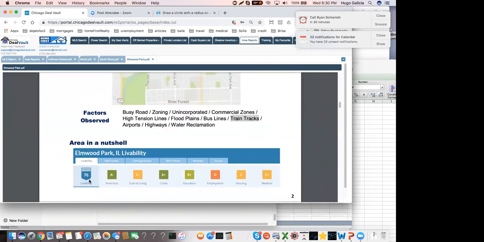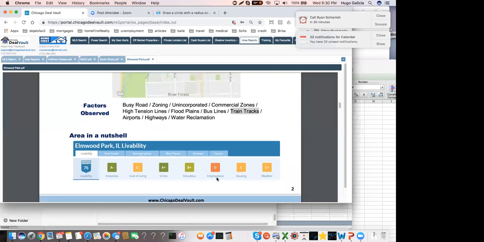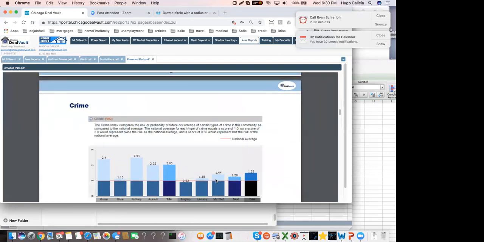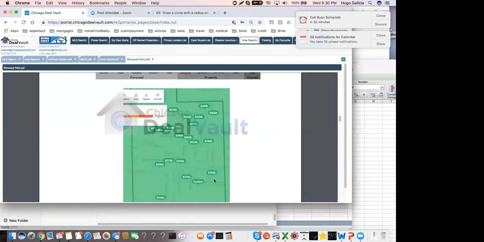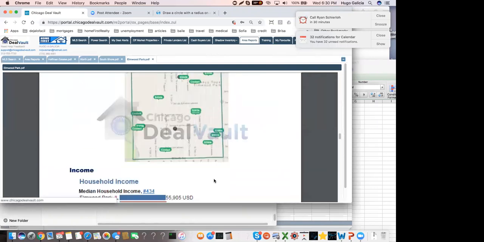So yeah, you see livability score 75. So this is the first thing that I look at. Anything over 75, it's awesome. So it's 76, so it's going to be good. So the only thing that is questionable is the employment, right? But other than that, it's going to be great. So let's just scroll down to the numbers.